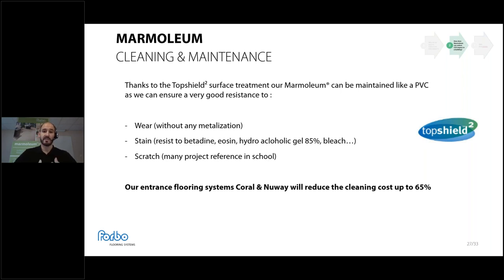And you can increase the protection of your building with a very good entrance flooring system, because if you keep all the dirt out, with your first barrier being the entrance flooring system, you will not need to clean your floor covering more than enough. So thanks to that, you can reduce the cleaning operations by up to 65%, in accordance with the entrance flooring system that you install.